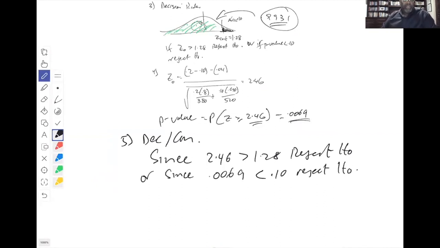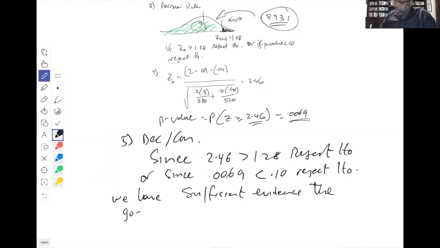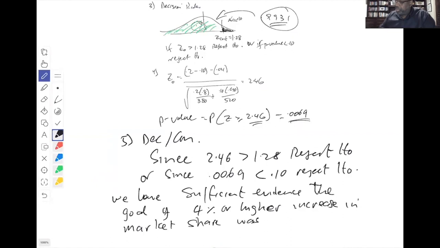And when we conclude, we have sufficient evidence that the goal of increasing market share by at least 4% has been achieved. We have sufficient evidence that the goal of an increase of 4% or higher in market share was achieved. All right, so there we go.